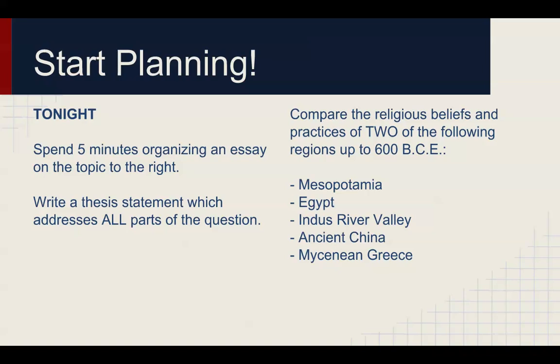Compare the religious beliefs and practices of 2 of the following regions up to 600 BCE. That's the unit we're covering. Comparing the religious beliefs of Mesopotamia, Egypt, the Indus River Valley, ancient China, or Mycenaean Greece. Those are your options. You'll look at those, you'll choose the 2 you know best, and you can start planning out your essay. Again, when you come into class tomorrow, you should have a short 5-minute organization, not a full outline, and a thesis statement.